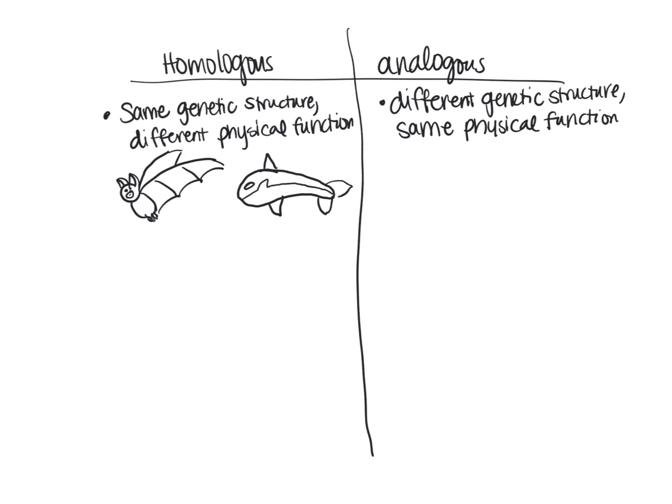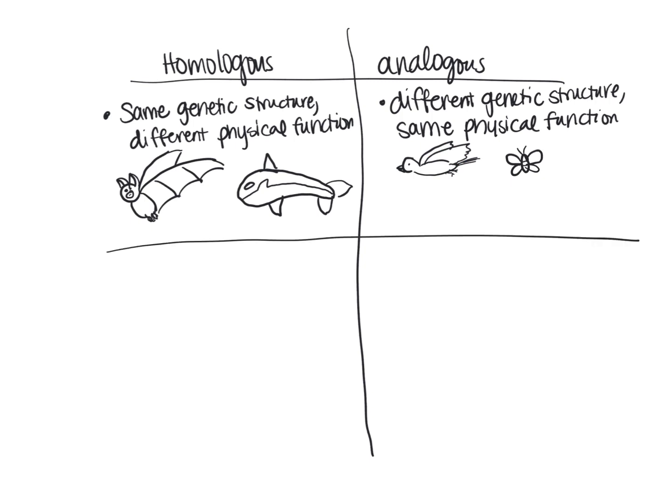Analogous structures are the ones that have different genetic structure, but the same physical function. So analogous are opposite to homologous. So in the case of analogous structures, they have different genetic structure. So birds have bones and feathers, and that gives them the ability to fly, these wings. Whereas insects don't have bones and feathers. Their wings are made of a completely different material. And even though they have the same physical function, which is for flight, genetically, these wings are nowhere near related in what they're made of.